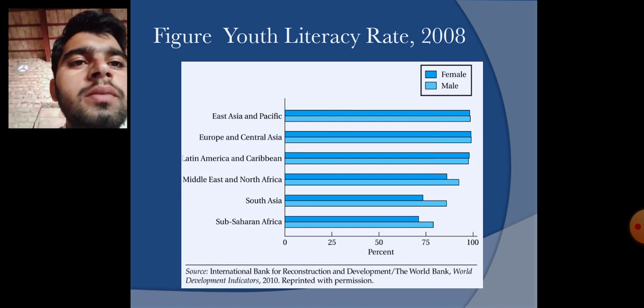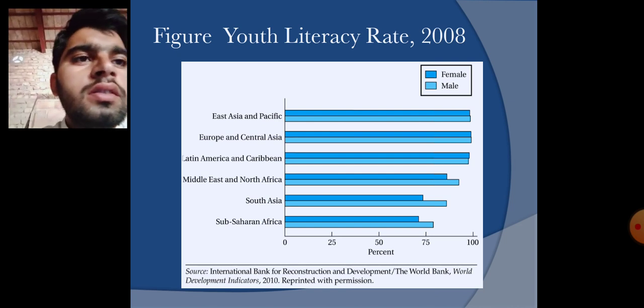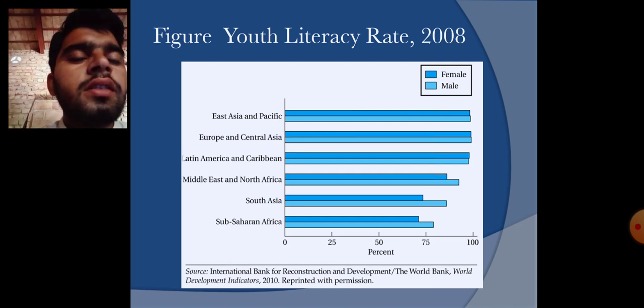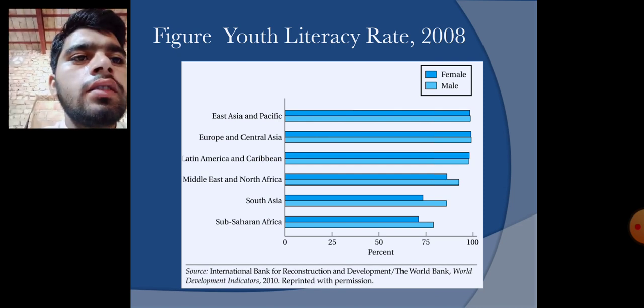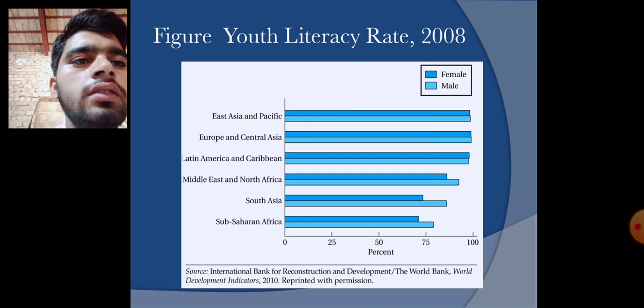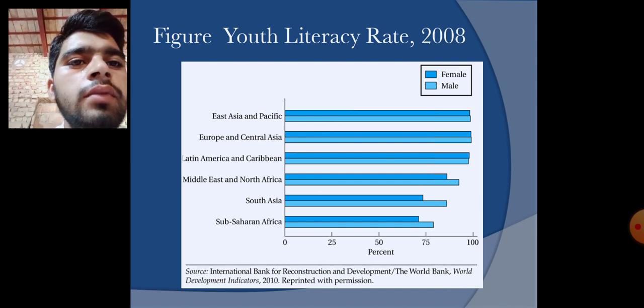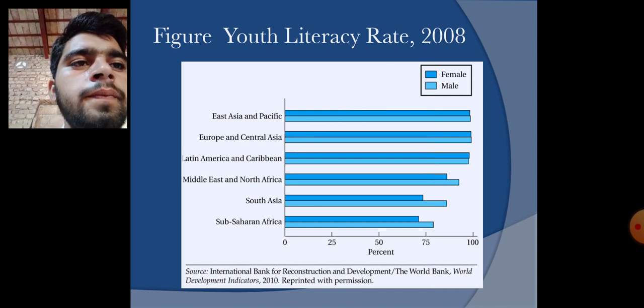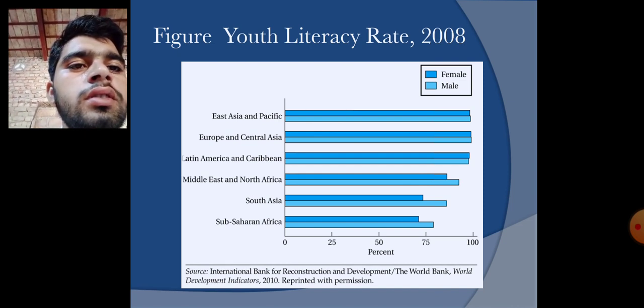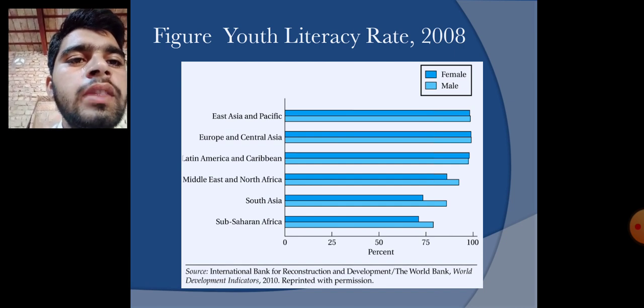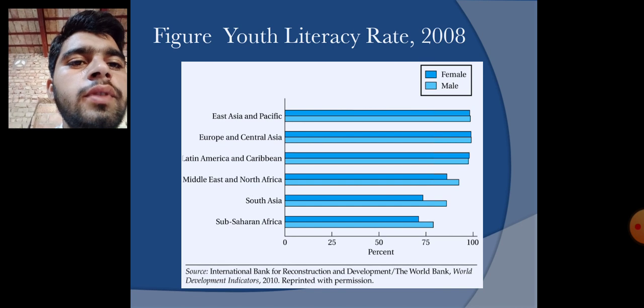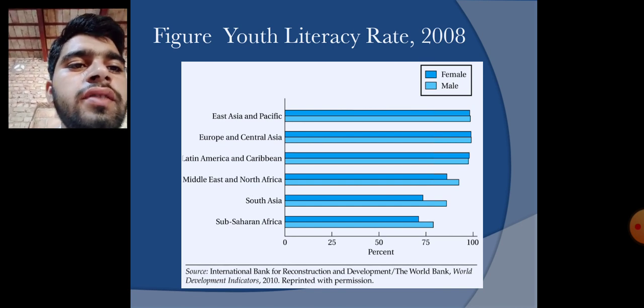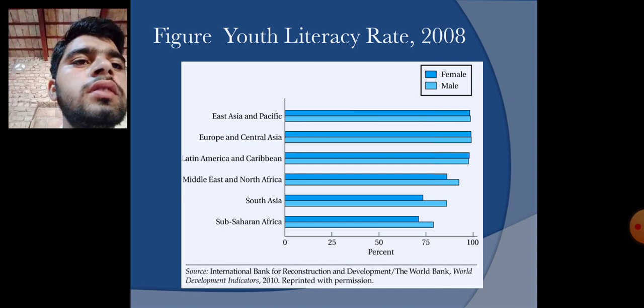East Asia and Pacific is approximately the same. Europe and Central Asia is also the same. Latin America and the Caribbean is the same. In the Middle East and North Africa, the ratio of males is greater than the ratio of females. South Asia is also the same, the ratio of males is greater than females. In sub-Saharan Africa also the ratio of males is greater than females, as shown in the graph.